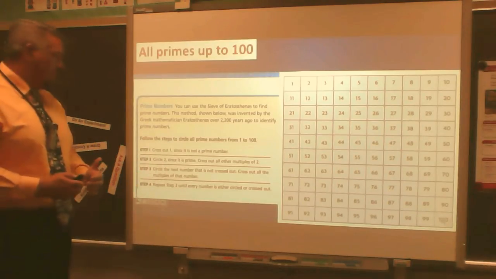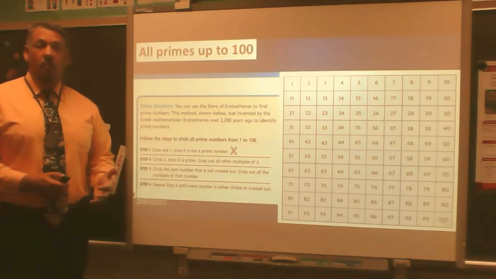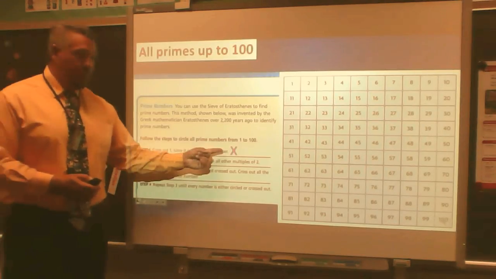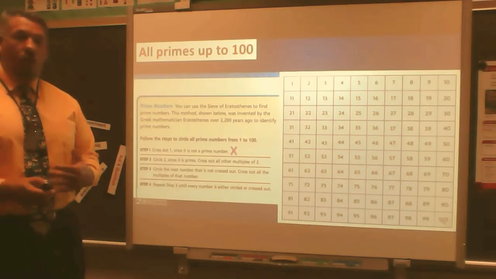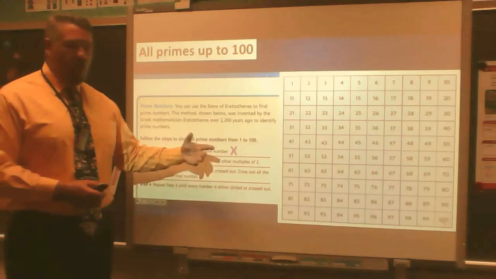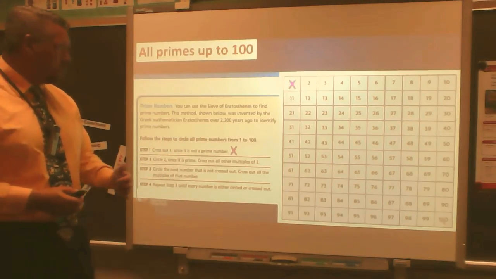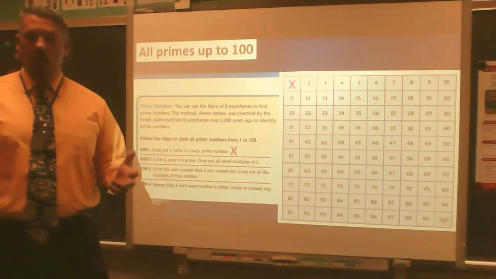And the first thing it tells us to do, step 1, cross out 1 since it is not a prime number. So when we cross them out, we're going to use X's each time. Now on mine, and hopefully you can see it on the video, I use colors for each step that we go through. You don't have to do that. Put an X on the 1, it is not prime.